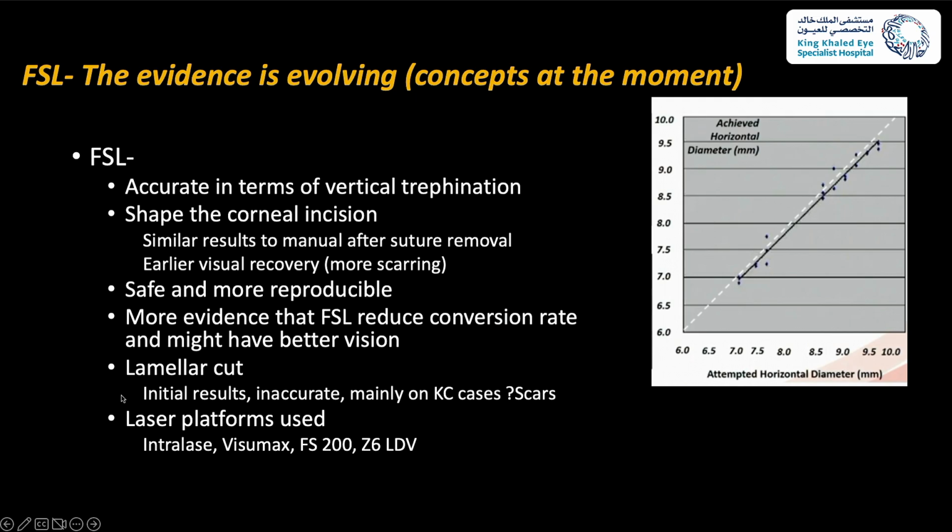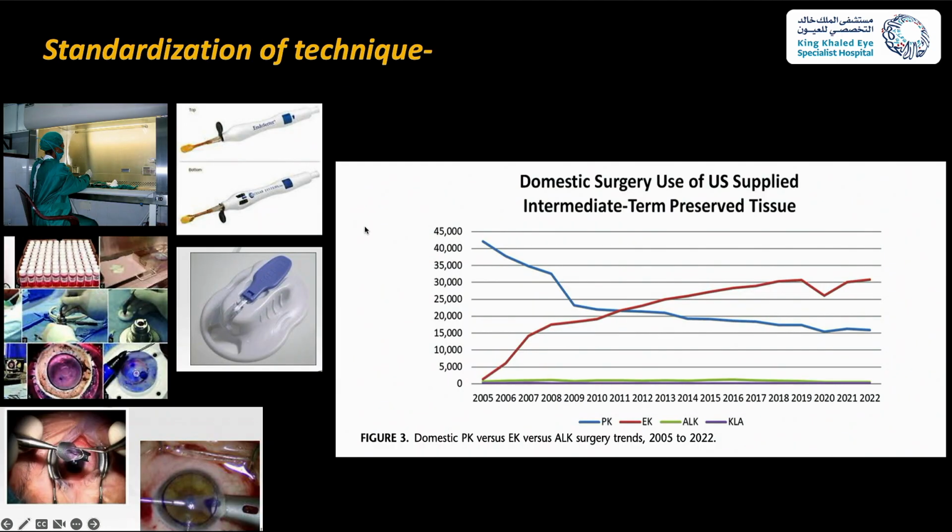The initial result of lamellar cut is not that encouraging. It's inaccurate and mainly for keratoconus cases. So in scar cases, where the surgeon is always in doubt, use femtosecond laser. Different platforms have been used for femtosecond DALK.